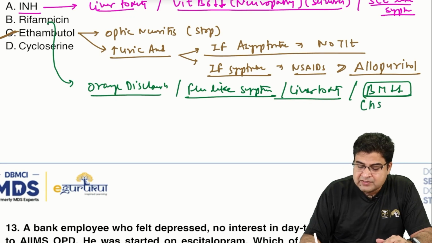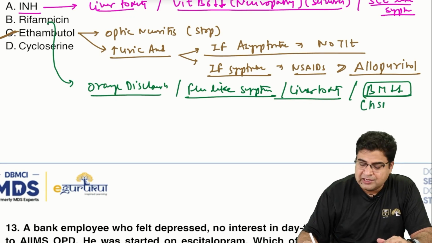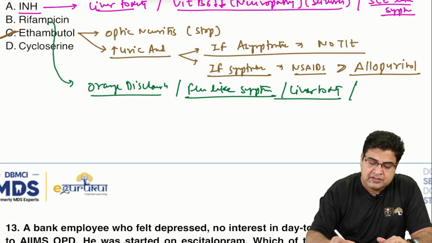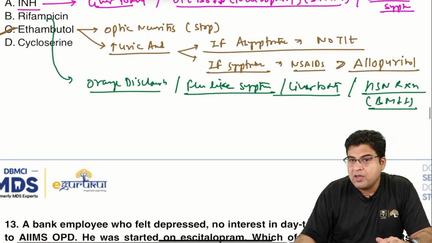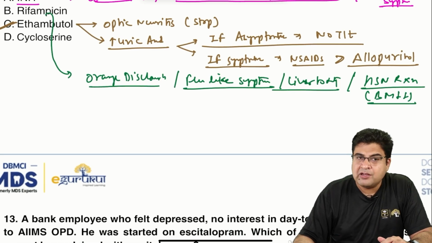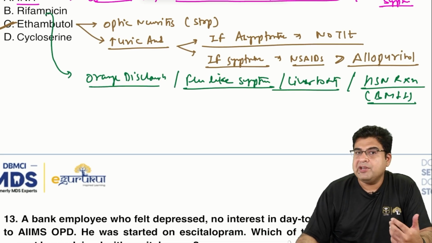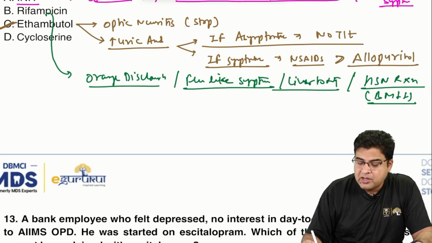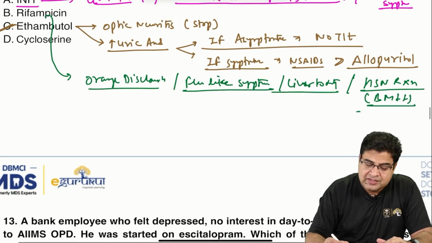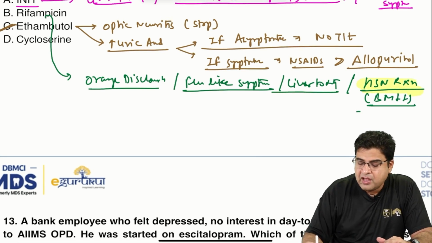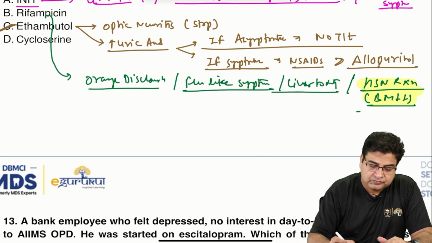Medicine side effect is hypersensitivity reaction. Please make a correction here. As a result of hypersensitivity reaction, this medicine can suppress the bone marrow. So the medicine can suppress the bone marrow, can reduce the WBC count, can reduce the platelet count, and can result in pancytopenia as a side effect. It's the most serious side effect of rifampicin, hypersensitivity reaction.